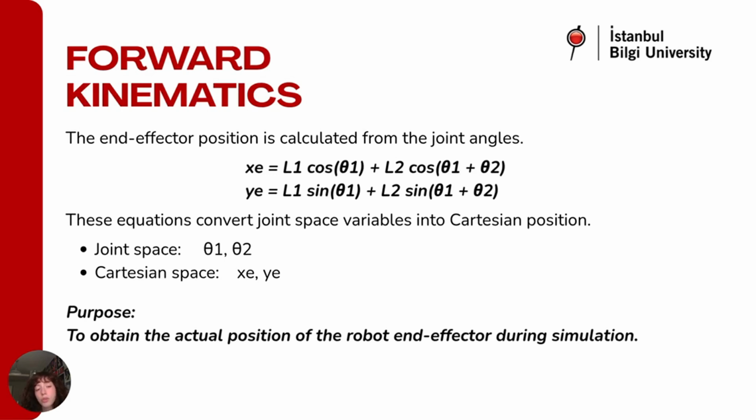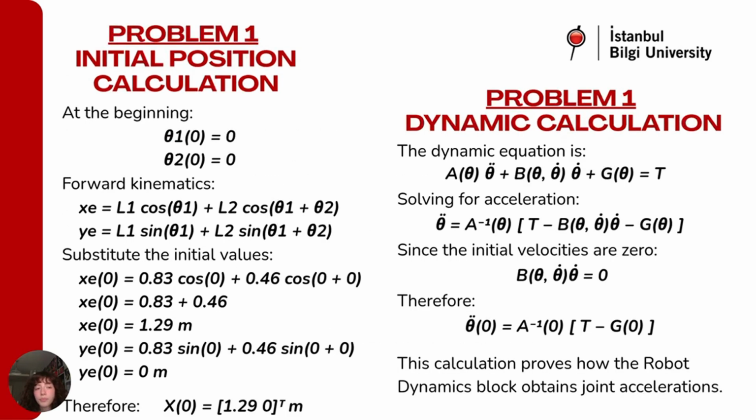These equations convert theta 1 and theta 2 into xe and ye. In other words, they help us see where the robot tip is during the motion. At the beginning, both joint angles are 0, so the robot starts in a horizontal position. Because of that, the initial x position is simply the total length of the two links, and the initial y position is 0. This gives us the starting point of the end effector before the simulation begins.